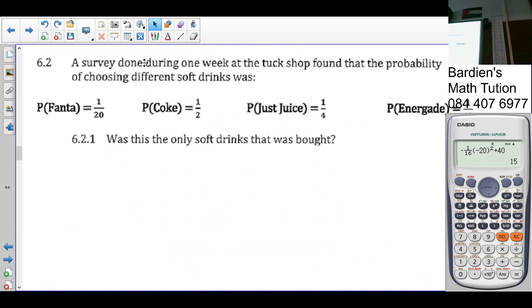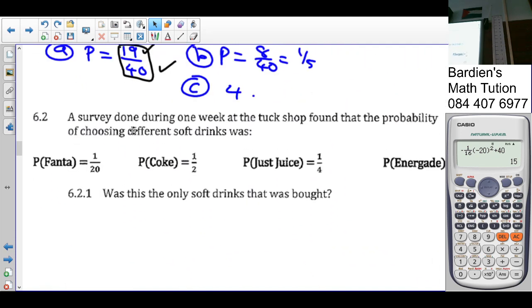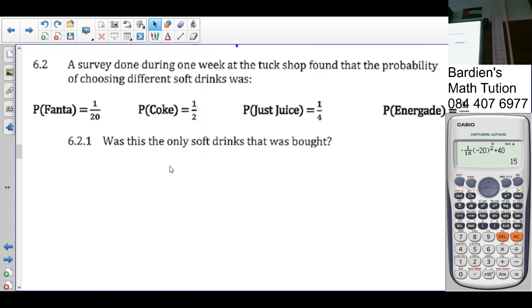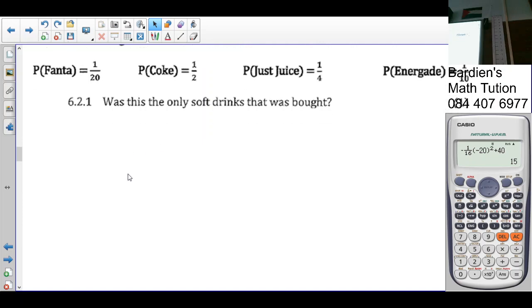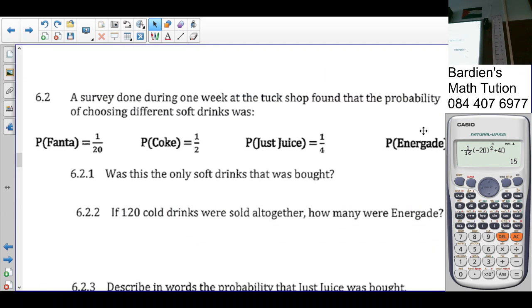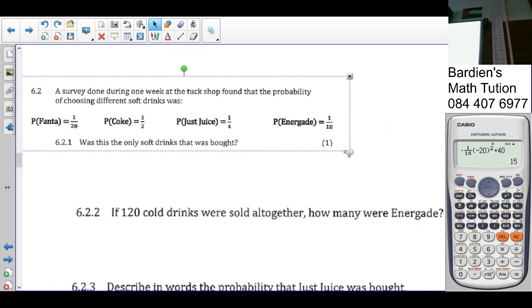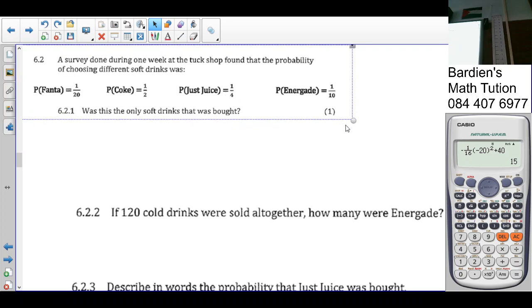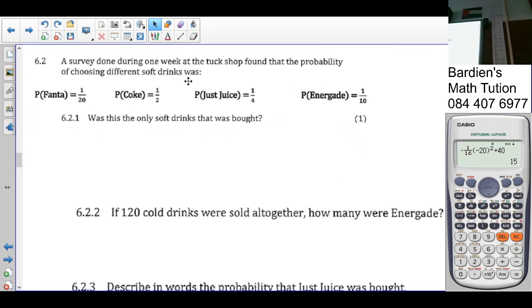People, 6.2, the survey was done during 1 week at the tuck shop and found the probability of Fanta is 1 over 20. Then we are told that the probability of Just Juice, I don't know if you guys still get it. You guys know what this is, Just Juice? Yes. 1 over 4, Coke, 1 over 2, and energy is 1 over 10.